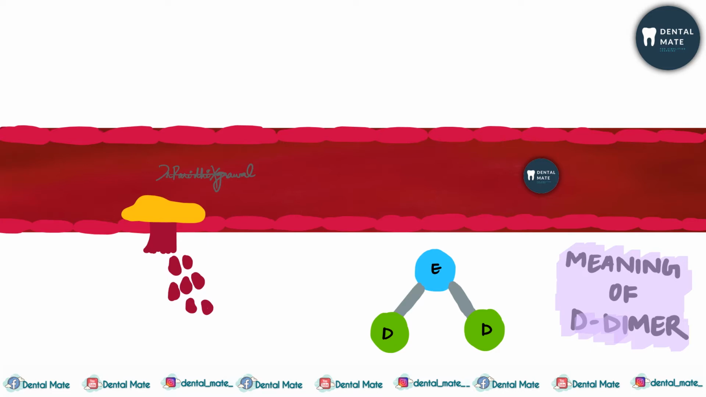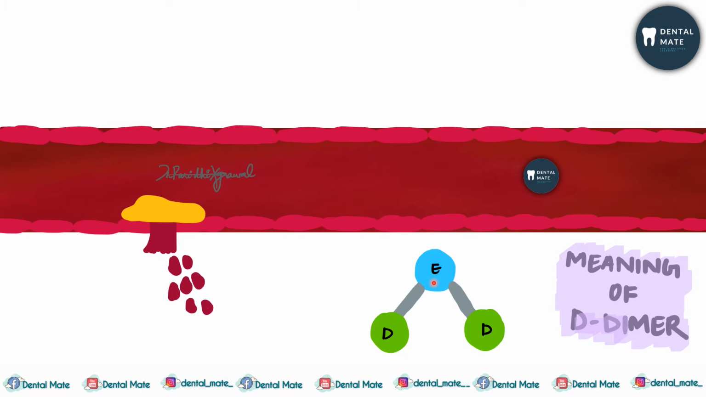See, this D-dimer is an FDP, that is a fibrin degradation product, a small protein fragment which is obtained after the blood clot is fibrinolized or degraded. So after the blood clot is formed, if it is degraded or fibrinolized, then a fibrin degradation product or D-dimer is formed.